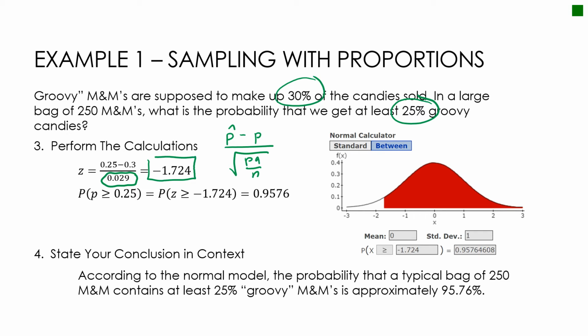Then I get a z-score of negative 1.724, and notice that's what I'm entering into StatCrunch in my standard normal calculator with a mean of 0 and a standard deviation of 1. I'm writing my probability notation that says the probability that p hat is greater than or equal to 0.25 is equal to the probability that z is greater than or equal to negative 1.724, and notice that high probability, well over 50%. So I feel pretty confident that I'm going to get at least 25% groovy candies. And then again, when I write my solution, notice instead of 0.9576, I've just written it as a percentage.